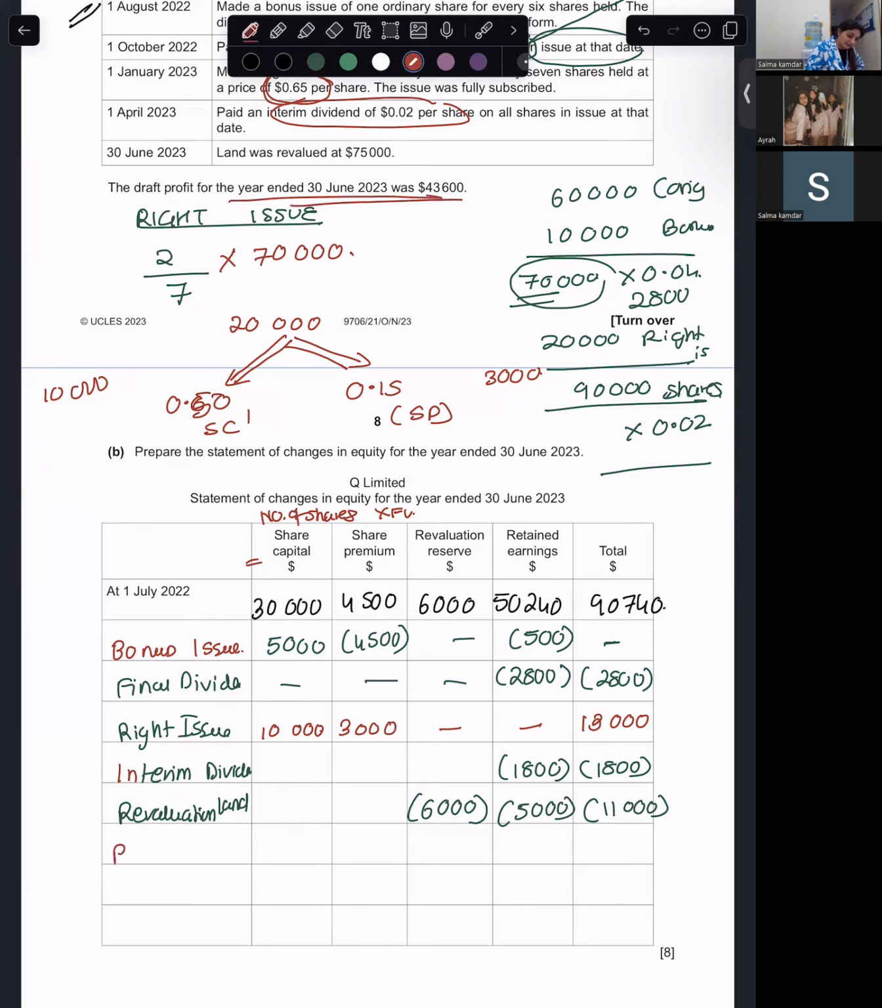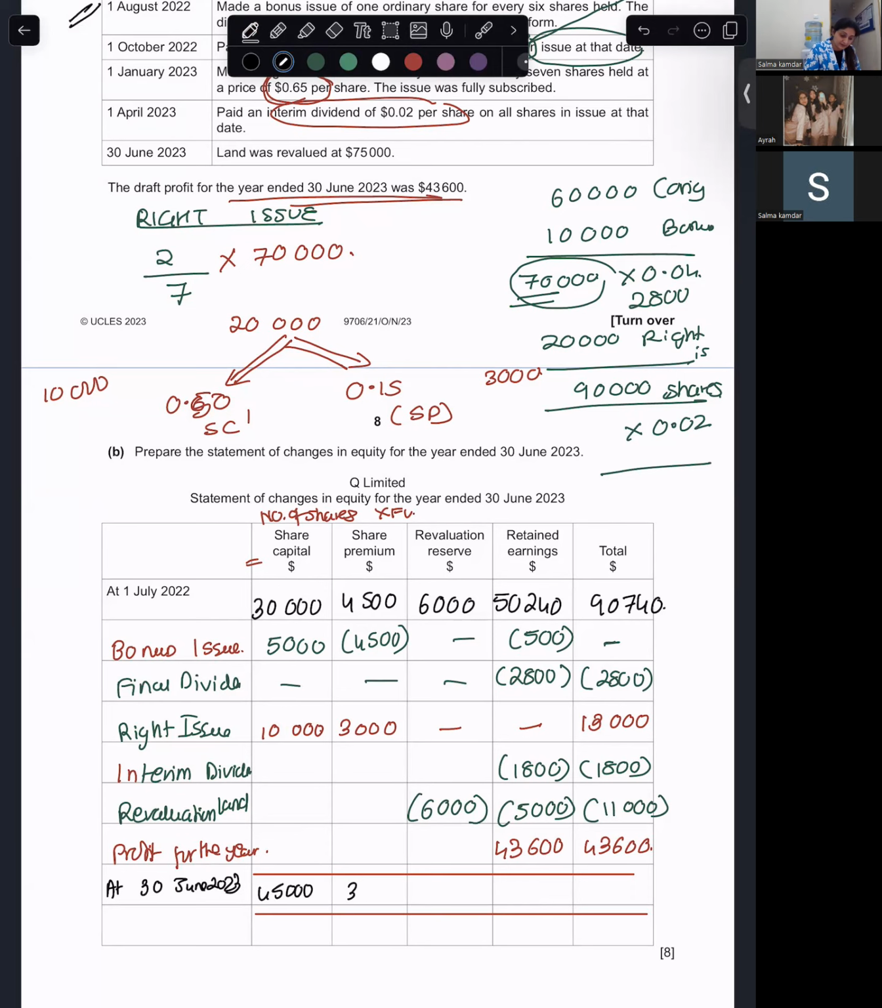Then the profit for the year. 43,600 profit for the year is added to retained earnings, and the total. Now you will get it on the last date, at 30th June 2023. So this becomes 45,000, 3,000, 83,740, and the total is 131,740.